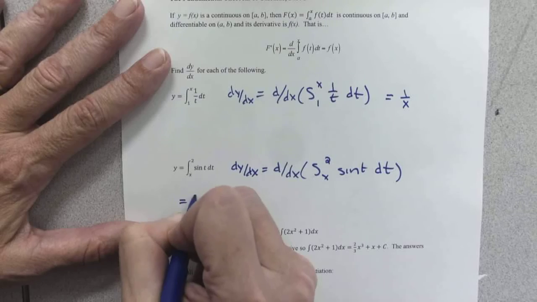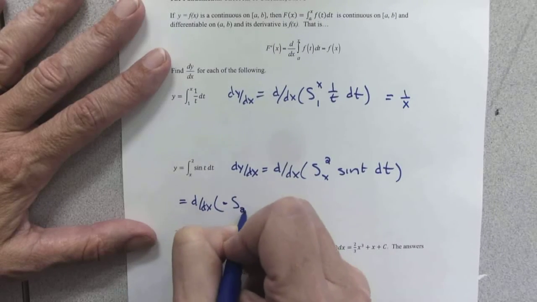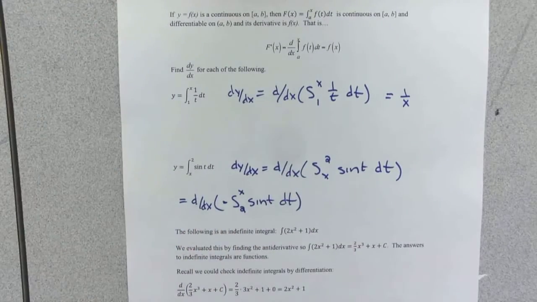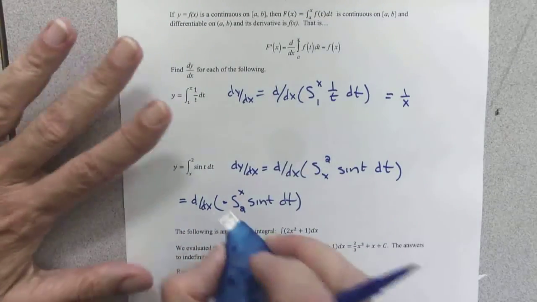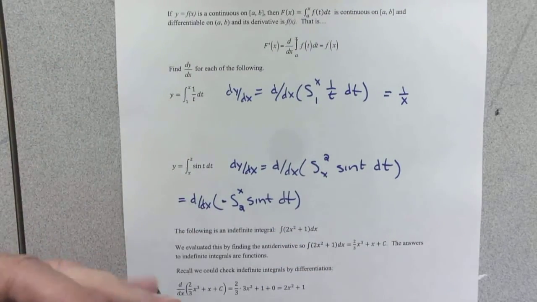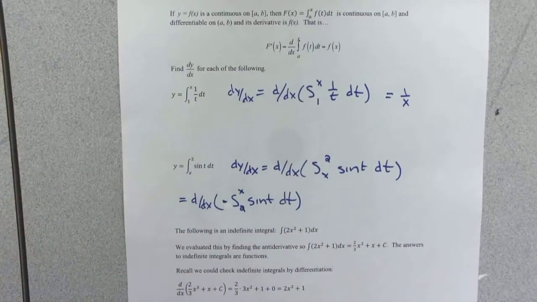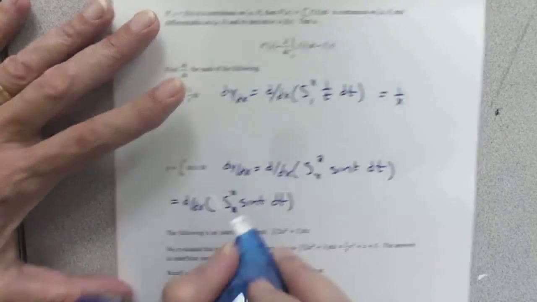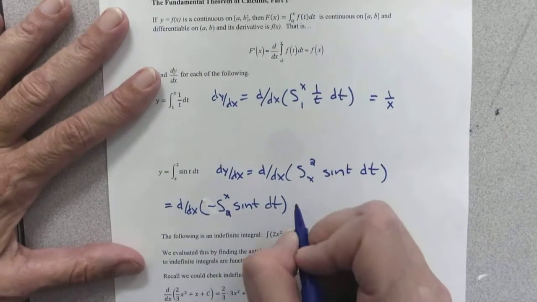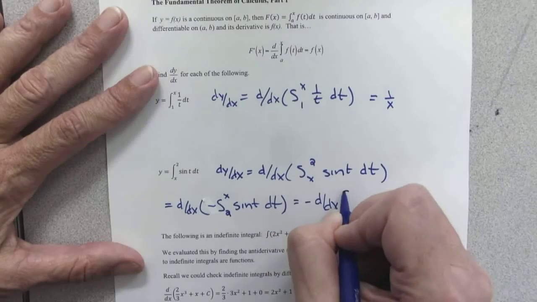Well, I can achieve that by merely interchanging the limits as long as I negate the integral. Does that work for me? So there's my interchange of the limits. Interchange the limits as long as I negate the integral. And then that negative sign can come all the way out to the front.